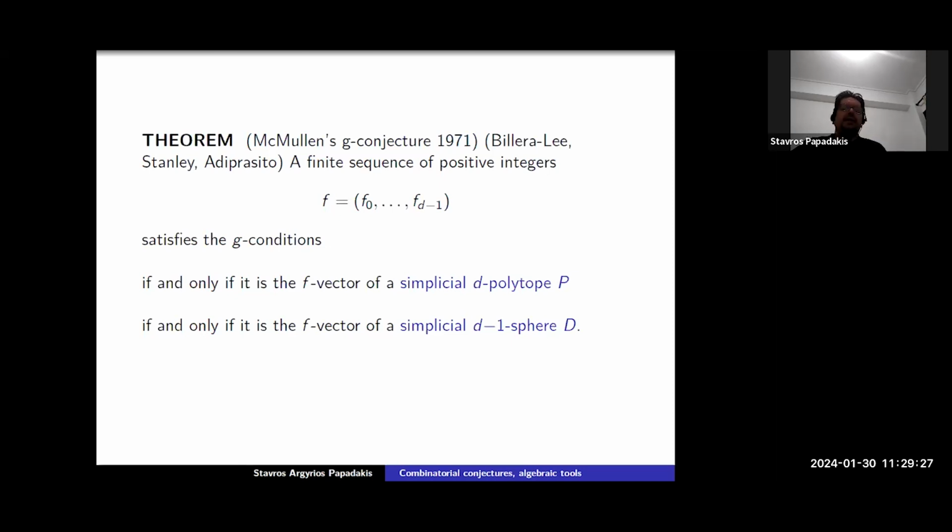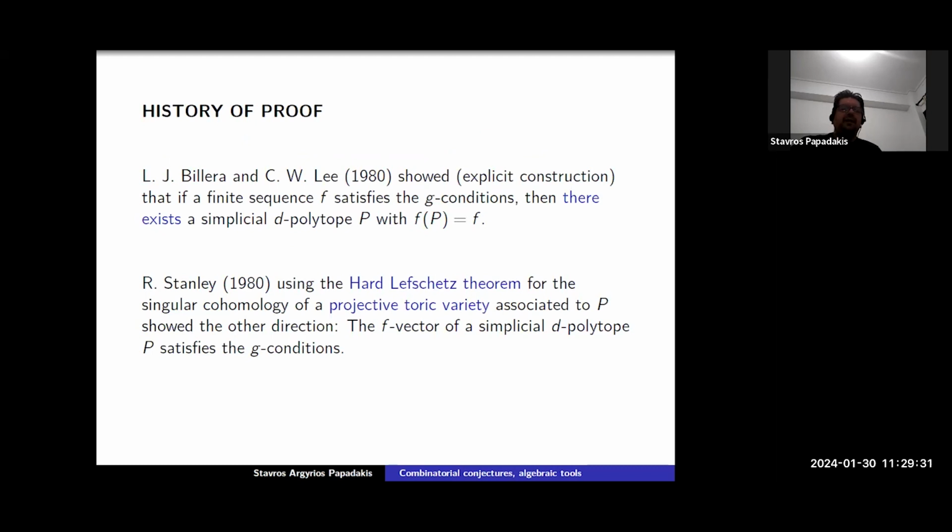Let me say a little more about the history of the proof. Billera and Lee, around 1980, proved by an explicit construction that if a finite sequence F satisfies the G conditions, then there exists a simplicial polytope which has this F vector. So the G conditions are sufficient.